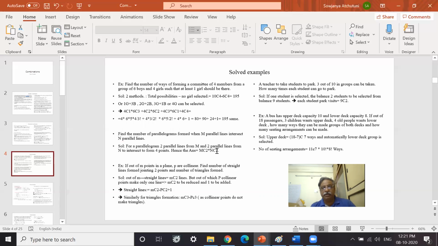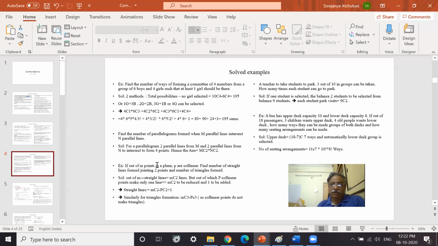Same thing can be applied for triangles also. But here you see M and N are not parallel. If M and N are also parallel, then there is no intersecting point. There are M parallel lines and N parallel lines, but M and N are not parallel. They are intersecting lines. So 2 lines from M and 2 lines from N will contribute one parallelogram, MC2 and NC2.